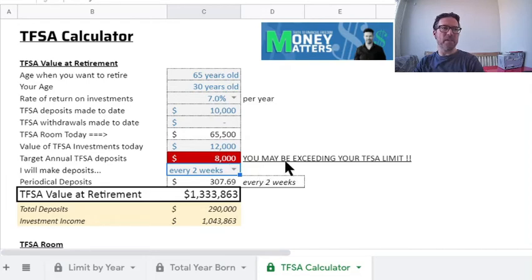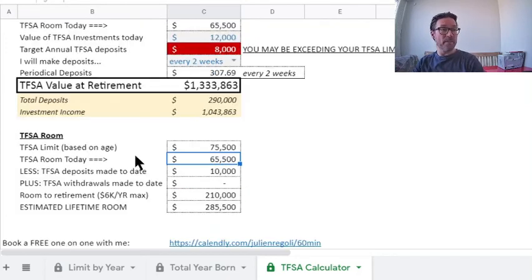And just because it says you may be exceeding the limit, your strategy may be to use up the $65,000 over 5-10 years. So you might contribute so that you use this up over the next 5-10 years, and then you respect the limit. This is not an input area, it's just informative. Room to retirement based on a $6,000 per year max assumption. And then there's the estimated lifetime of $285,000.